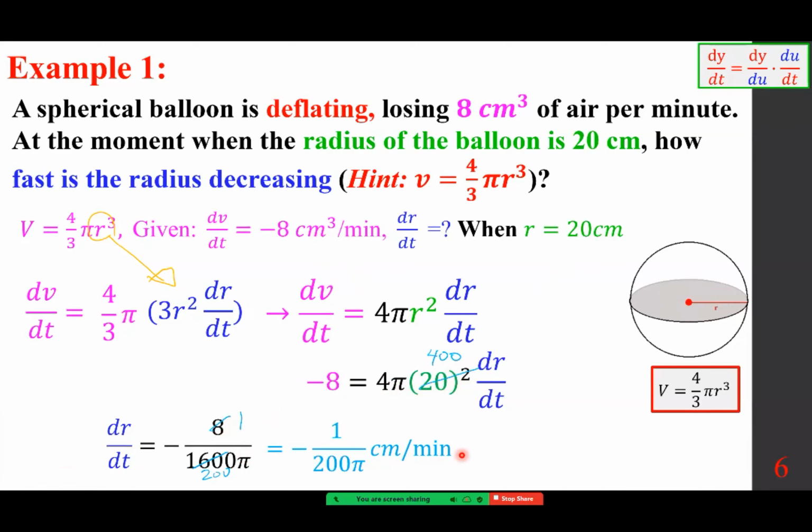This is the exact answer. We want to keep it as pi. If you put it into a calculator where pi is 3.14159 and continues indefinitely, we end up with a number with a bunch of decimals. So you want to be paying attention as to what they want. What I want, I always want the exact answer, okay? Because that's what we need in calculus.